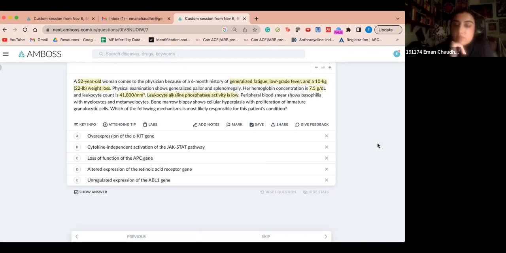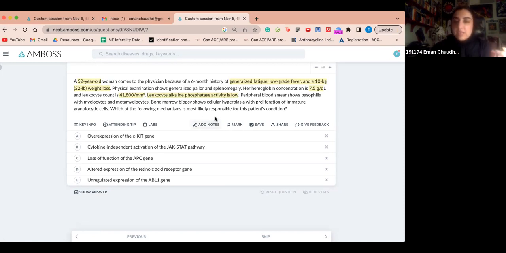Good, CML, perfect. Low LAP score: CML. Normal to high LAP score: leukemoid reaction, okay? That's how you differentiate them. Peripheral blood smear shows basophilia with myelocytes and metamyelocytes. Bone marrow biopsy shows cellular hyperplasia, with proliferation of immature granulocytic cells. Immature granulocytic cells, you know, it's myeloid origin, right?